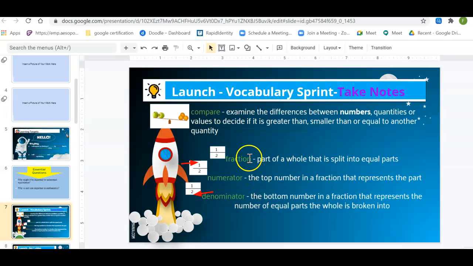And also we've got here fraction, which we took down at the very beginning of our fraction lessons several days ago. Part of a whole that is split into equal parts. Numerator, the top number in a fraction that represents the part. Denominator, the bottom number in a fraction that represents the number of equal parts the whole is broken up into. Go ahead and pause the video as often as you need to take down any notes, but you have to write them in your notebooks. These are important words.